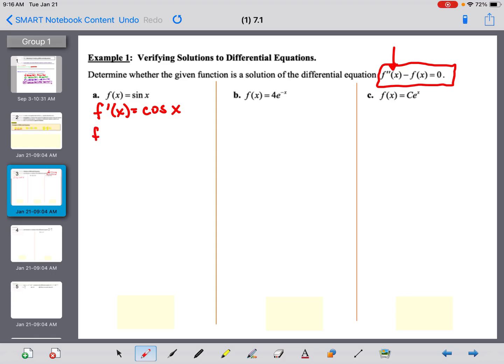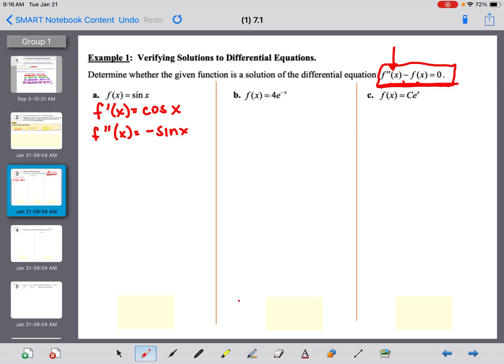And then we get to the second derivative, and the second derivative of cosine is negative sine x. And we want to see, does this work in this differential equation? So what we're going to do is go right to this differential equation and start filling everything in. This one says f double prime of x minus f of x.